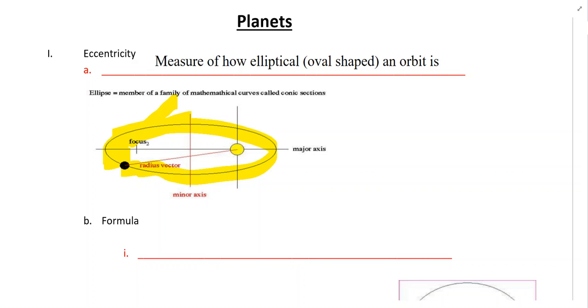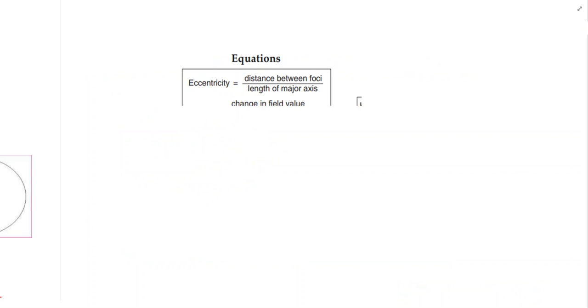It's a number that you can actually calculate with other numbers. There's a formula to do this, and it's on the very front of your Earth Science reference tables. You can find it right here. We're going to copy that down into our notes, and we're going to talk about the different things that we have here: the distance between the foci and the length of the major axis. We are going to talk about what those mean.